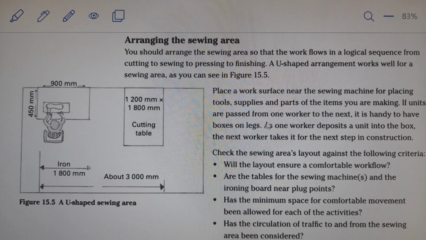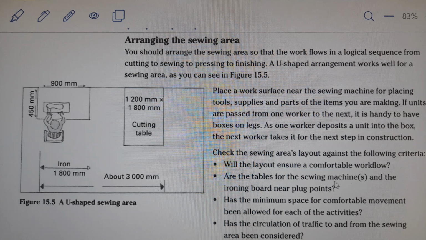If units are passed from one worker to the next, it is handy to have boxes on legs. As one worker deposits a unit into a box, the next worker takes it to the next step in construction. Check the sewing area's layout against the following criteria. Does the layout ensure comfortable workflow?